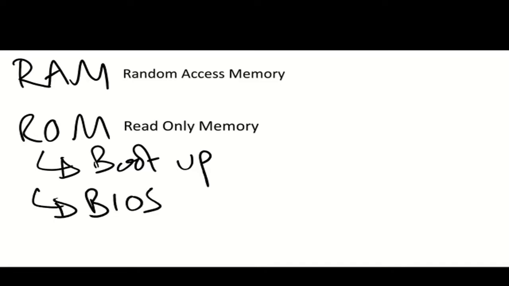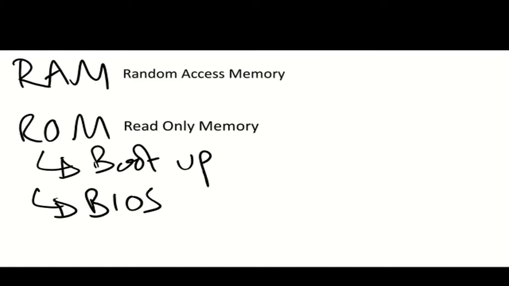Difference number two is what is saved in each of these two things. The ROM stores things like the boot up instructions. It also saves things like the BIOS, which is the basic input and output system. It tells the computer where things like the hard drive are, what the keyboard is, what the mouse is, and where the monitor is so it can display things that you're looking at.